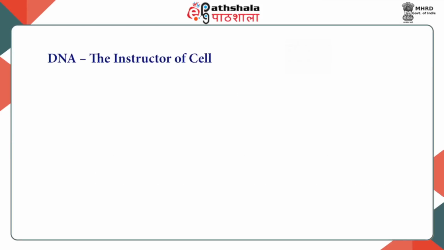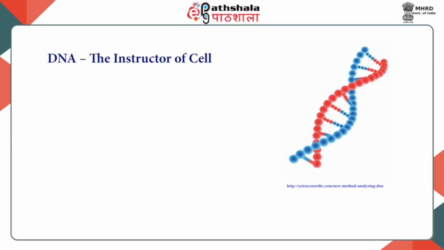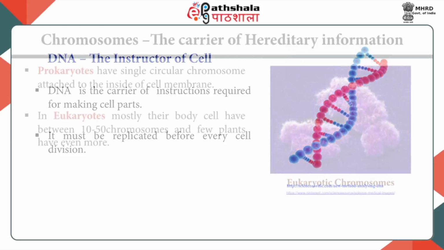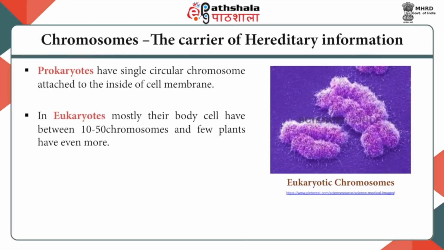Before going into the details of the cell cycle, knowledge about DNA is very important and essential, which is the instructor of the cell. Chromosomes are the carriers of hereditary information. All the information required for making a cell part or a complete organism resides in DNA. So, before cell division, it has to be replicated so that newly formed daughter cells get their own complete set of DNA molecules. Chromosomes are thread-like structures present inside the nucleus. They are designated as carriers of hereditary information.